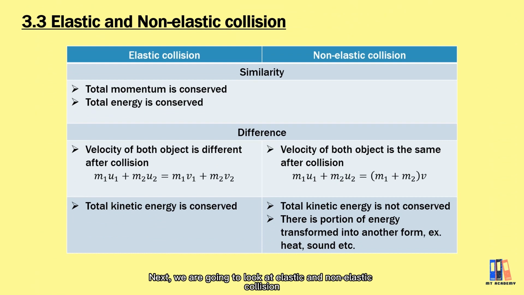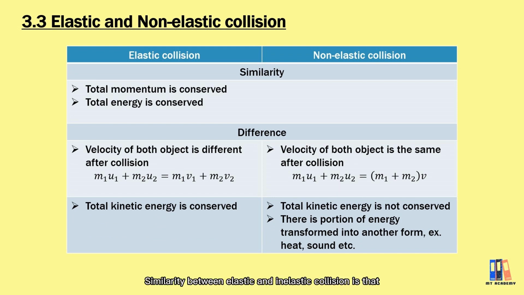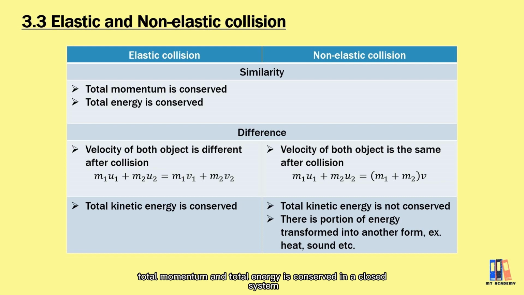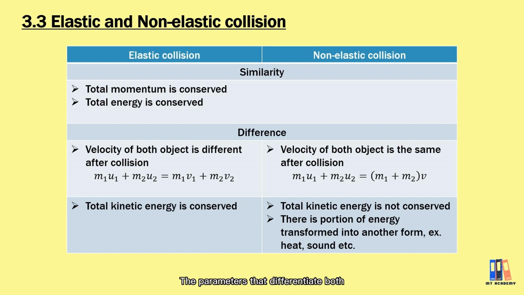Next, we are going to look at elastic and inelastic collision, which you should have learned before in SPM. Here we just quickly do a recap. The similarity between elastic and inelastic collision is that total momentum and total energy are conserved in a closed system. The parameter that differentiates both these collisions is the final velocity of objects after the collision and the total kinetic energy in the system. For elastic collision, the velocity of both objects will be different, and we have the equation derived just now. Total kinetic energy will be conserved in this case.